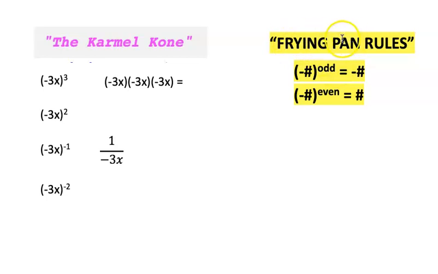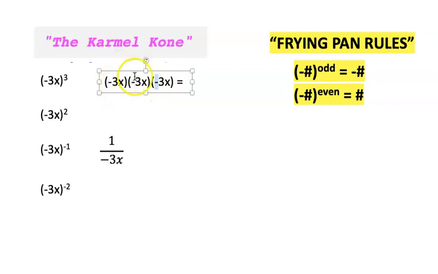Remember your frying pan rules. Everything on the inside is going to get sprinkled with the frying pan, or sprinkled with the seasoning, or you can just simply write out what it means. Negative 3x to the third power means you have three of these being multiplied. People sometimes get confused on if the answer is going to be positive or negative. Well, the reason a negative number to the odd is going to stay negative is because there's always going to be one negative left over to keep it negative.